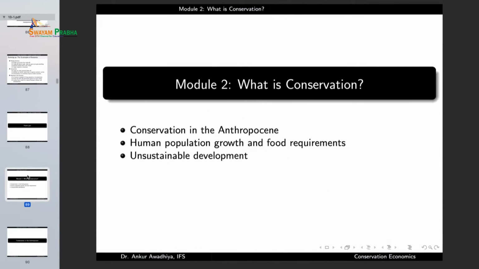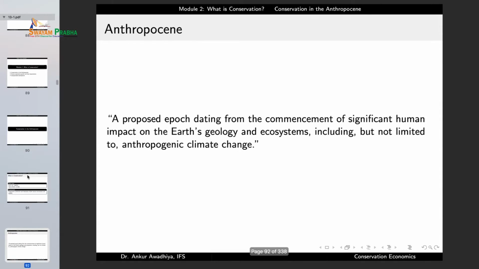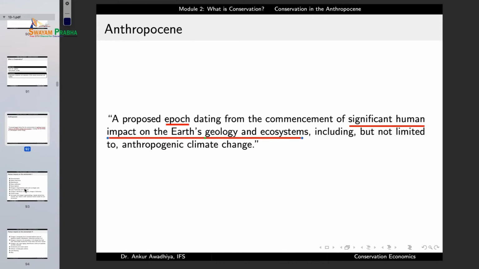Then in the second module we looked at what is conservation, and we began with conservation in the Anthropocene. Anthropocene is a proposed epoch, a proposed time dating from the commencement of significant human impact on Earth's geology and ecosystems, including but not limited to anthropogenic climate change. So this is the Anthropocene, the age of human beings, where human beings are having a tremendous impact on the Earth, its geology, its ecosystems, and so on.